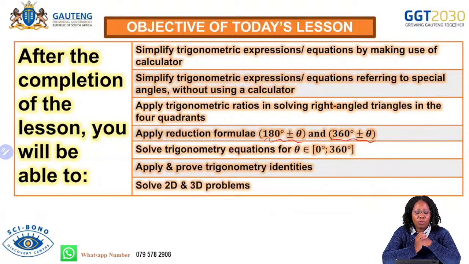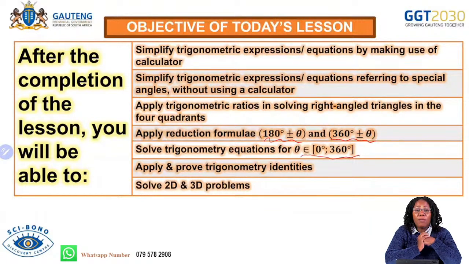And then you must be able to solve trig equations, and your trig equations will be solved where theta lies between 0 and 360. Basically, grade 12, you will be solving in all quadrants, 0 up to 360 degrees.